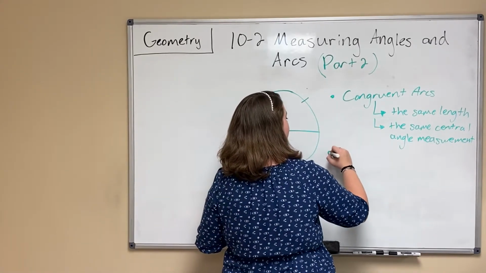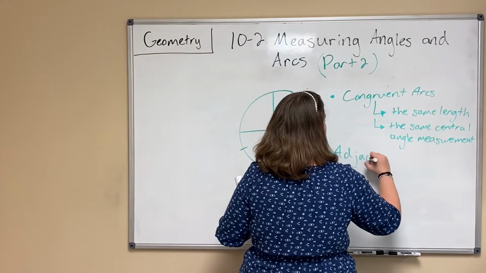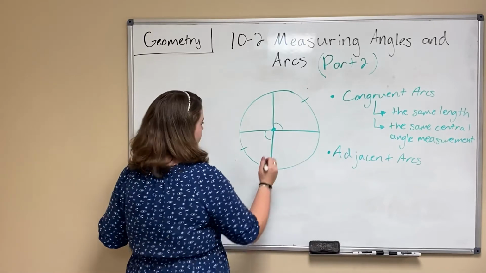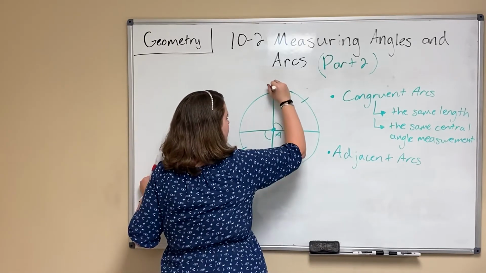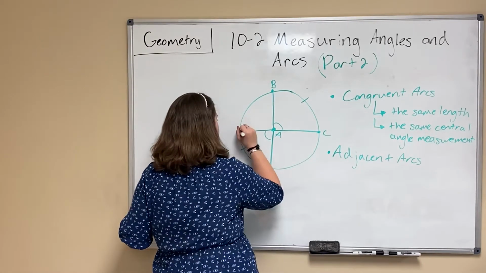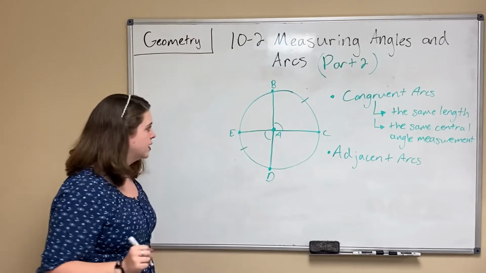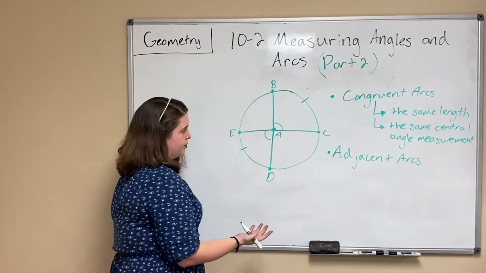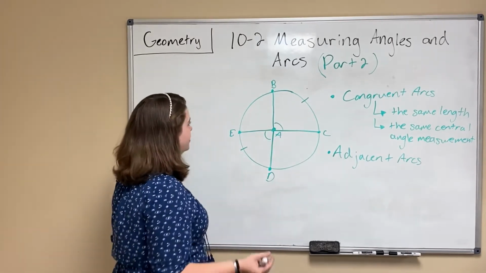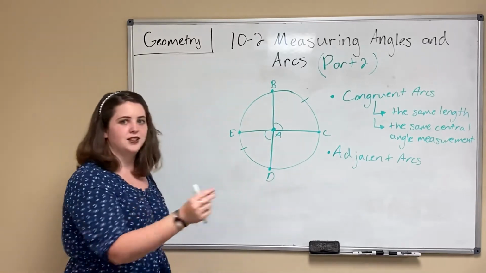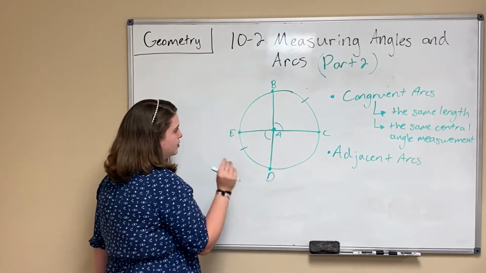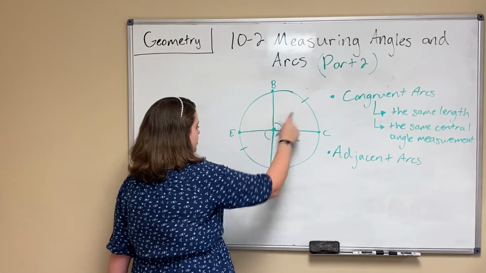What else we know, or a different kind of arc we're going to be talking about, is what happens if we have adjacent arcs. So let me label this circle. Let's say this is circle A, and I have points B, C, D, E. Now I've already given you the information that BC and ED are congruent. I know it doesn't look exactly like that in this drawing because my center is a little off center. But if I told you this was true, I would know that those are congruent arcs. They have the same angle, the same measurements.